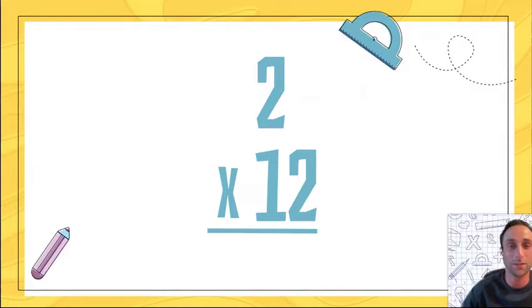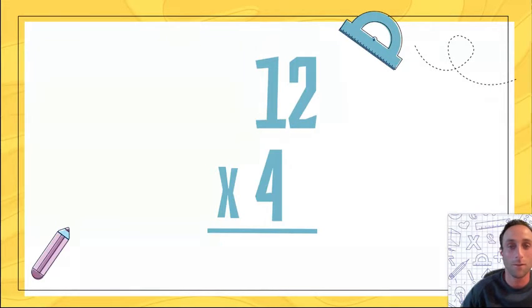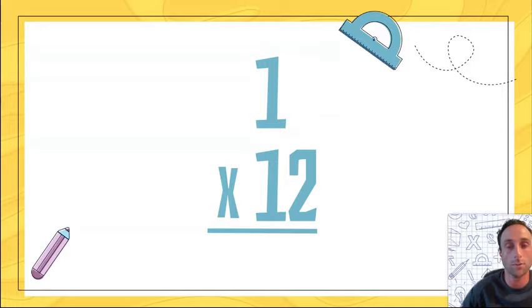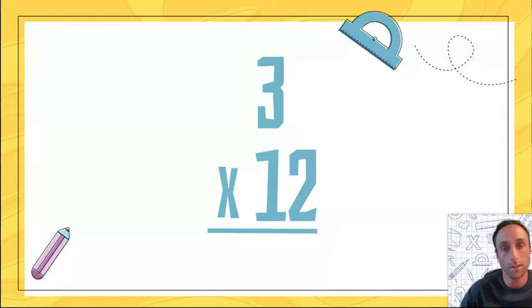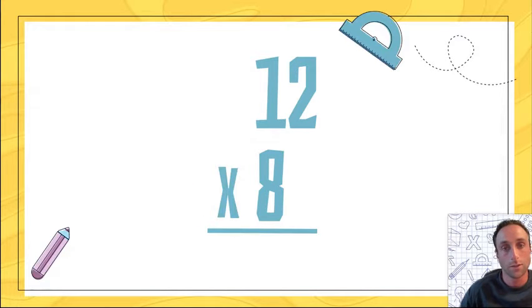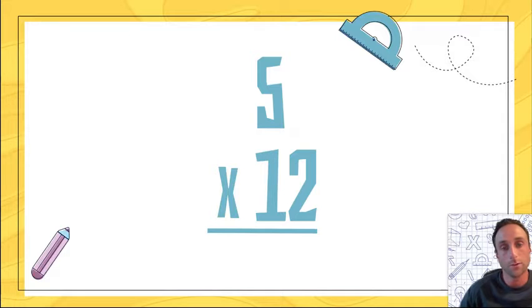2 times 12 is 24. 12 times 4 is 48. 12 times 6 is 72. 1 times 12 is 12. 9 times 12 is 108. 7 times 12 is 84. 12 times 12 is 144. 3 times 12 is 36. 12 times 8 is 96. And 5 times 12 is 60.